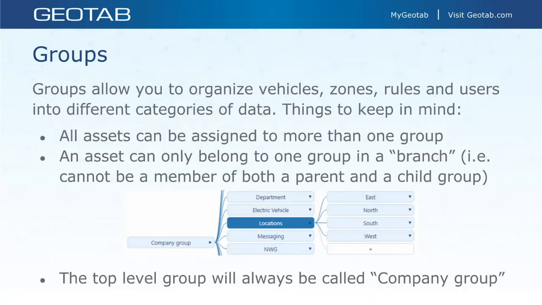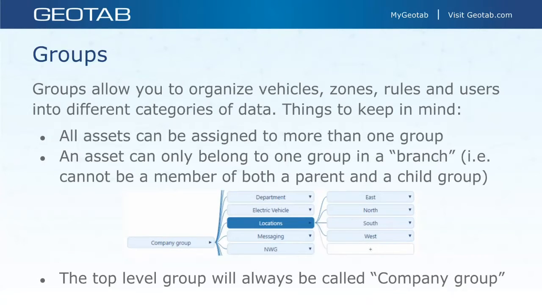So if you look at that little screenshot I have down below, we have the company group, and we have, for example, department, and we have locations. So I can have vehicle number 1 that is in my maintenance department, and vehicle number 1 is also in my north location. You can assign them to more than one group. An asset can only belong to one group in a branch. That is to say, it cannot belong to both a parent and a child group.